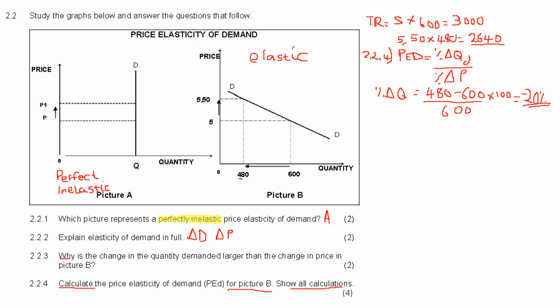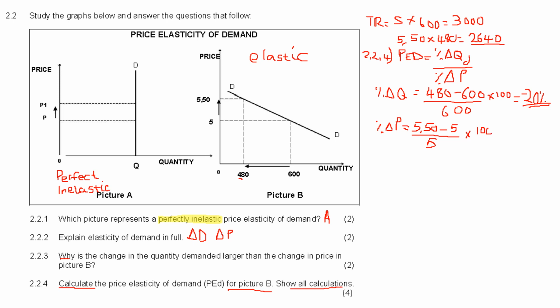Now let's do our percentage change in price, so that we can apply our formula for price elasticity. Percentage change in price, we are going to say new price, which is 5 rand 50, minus old price, which is 5 rands, divided by old price, which is 5 rands, and then we multiply that by 100.